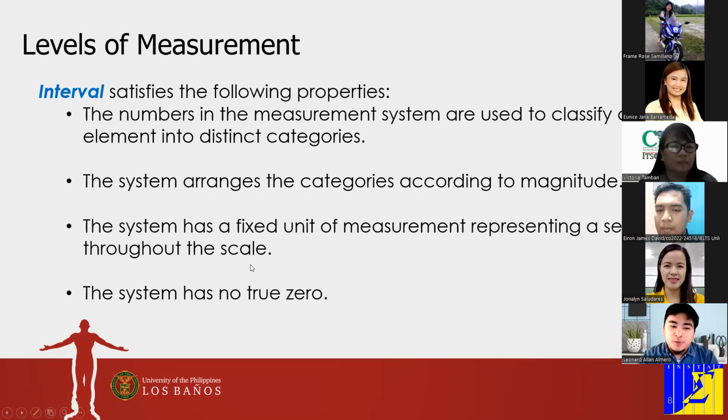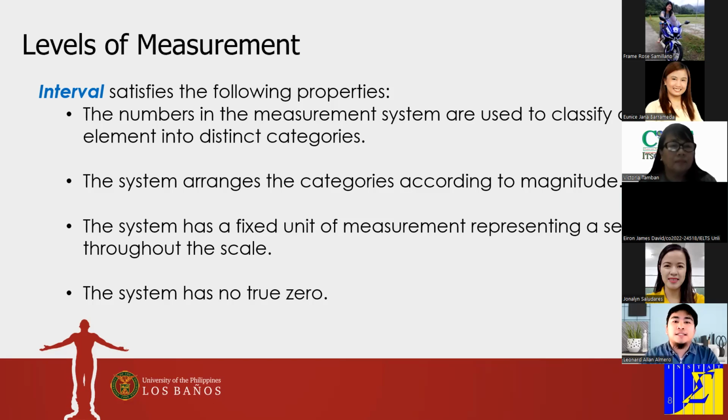So, ito po yung pinaka nakakalito dito sa interval level. Okay? Pag sinabi po natin na system has no true zero, meaning kapag po may zero na observation dun sa variable, hindi po ibig sabihin nun ay wala or nothing. Yung zero po doon sa variable ay may ibig sabihin pa. Hindi siya nothing. Okay? So, example po tayo. Ano ba yung sinasabi ni Sir na yung zero tapos hindi nothing?